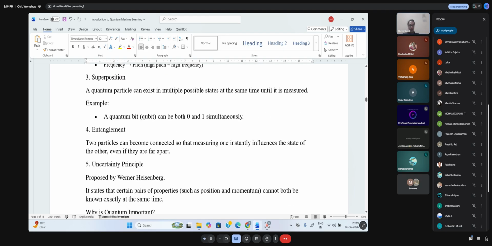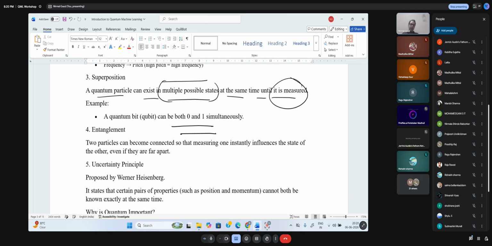Now, superposition of the wave. A quantum particle can exist in multiple possible states at the same time until it is measured. Until it is measured, there could be multiple possible states. That means 0 and 1 both can be present simultaneously. That's what I have told you about. When you have tossed the coin, right now it is in the air, and because it is in the air, multiple possible states are there.